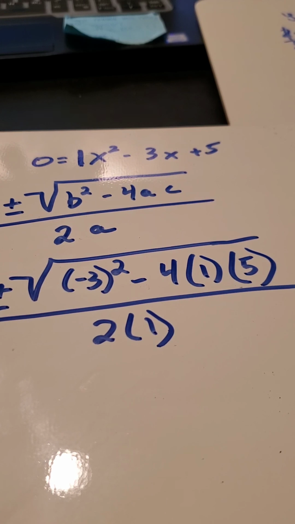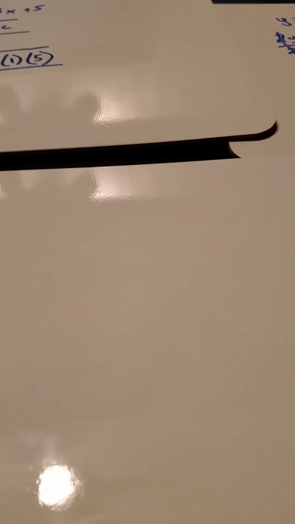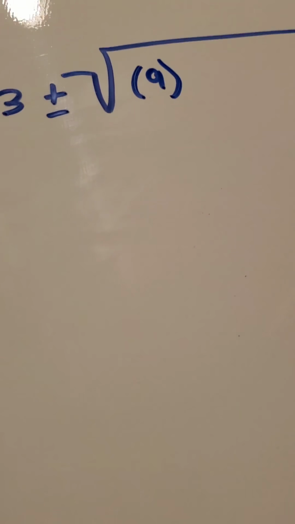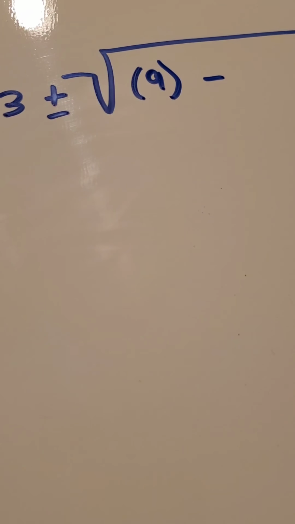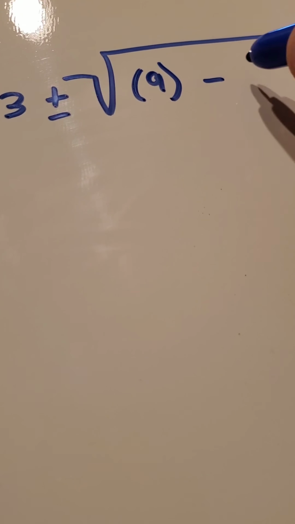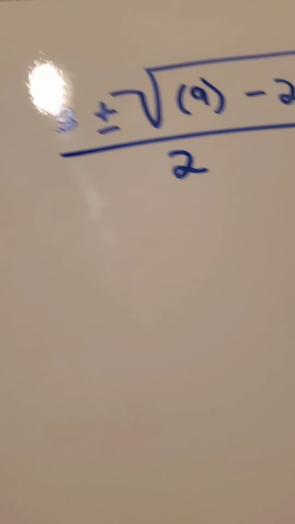All right, let's break this down one step at a time. I like to start with inside my parentheses, or my square root sign first. So I'm going to leave that positive 3 on the outside. We're not messing with that yet. We have our square root symbol. Negative 3 squared gives me positive 9. I'm going to subtract from that 4 times 1 times 5. Well, 4 times 1 is 4, times 5 is going to be 20. And that's all over 2 times 1 is just going to be 2.